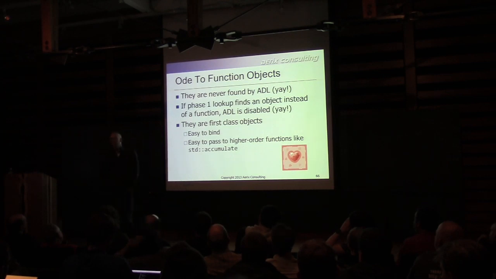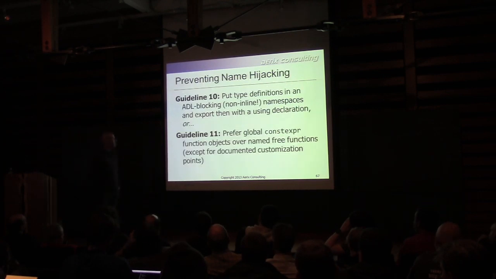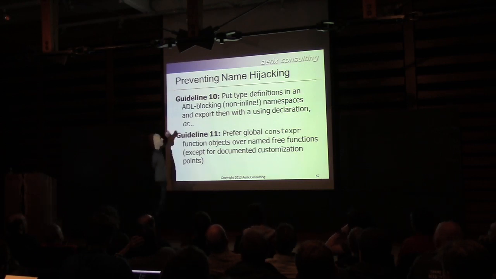Okay. Looks like we've got about 10 minutes left. Oh, here are the guidelines for name hijacking. Here's one solution, like the ADL blocking namespaces, which I don't really like, or global constexpr function objects, which I think are really cool. I'm a convert. I hope you are too.